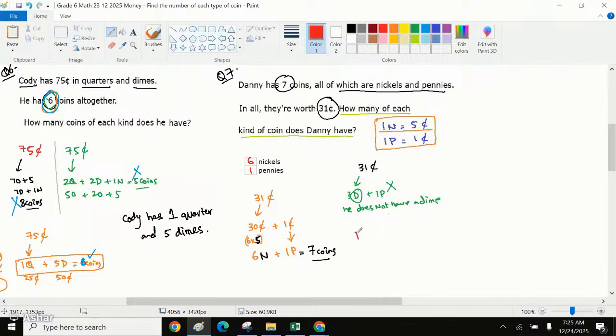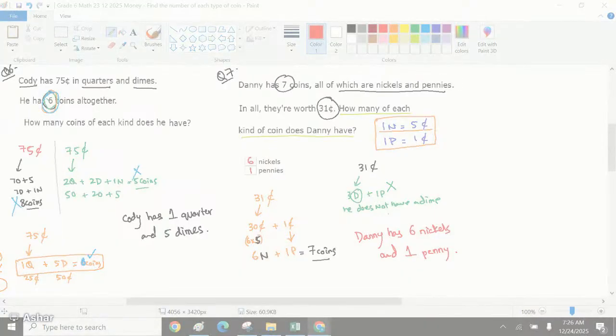So can we say Danny has 6 nickels and 1 penny? Okay, do we agree on this? Are there any questions? So what we need to do, if we are looking at change or coins, is just do the breakup so that we know how many coins there are in which denominations. Okay, let's do the next.